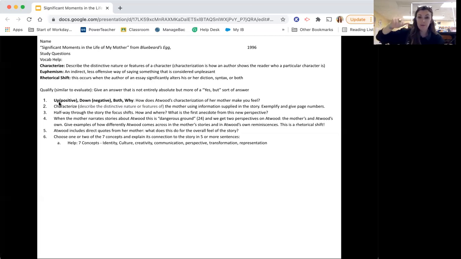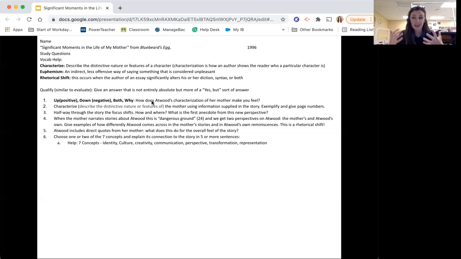So up, down, both, and then why do you feel that way? I'm focusing on Atwood's characterization of her mother. When you read about the mom, do you get a sense that it's positive? Do you get a sense that it's negative? Is it both? And why do you think you're feeling that way?